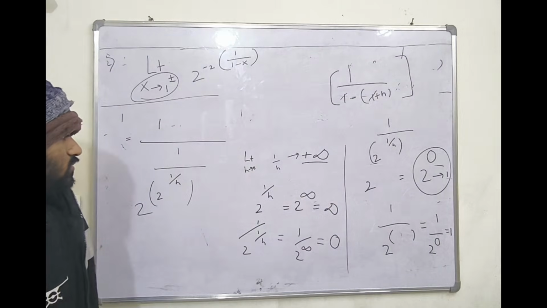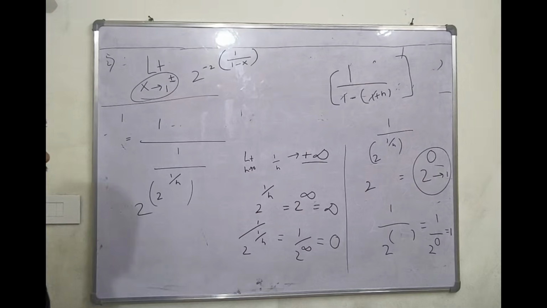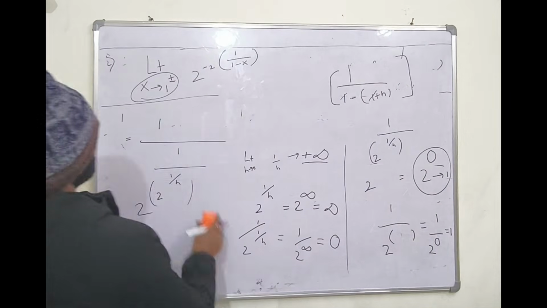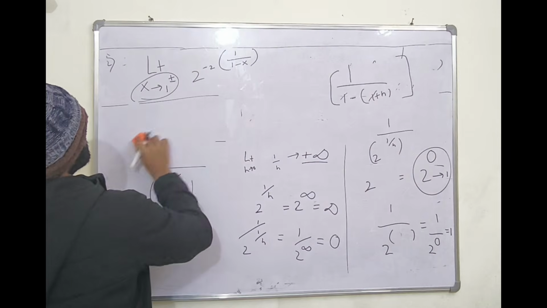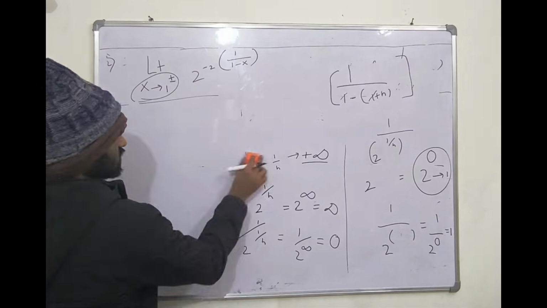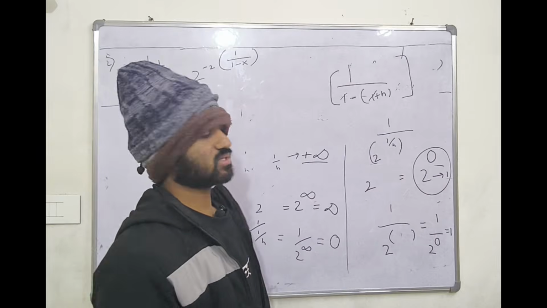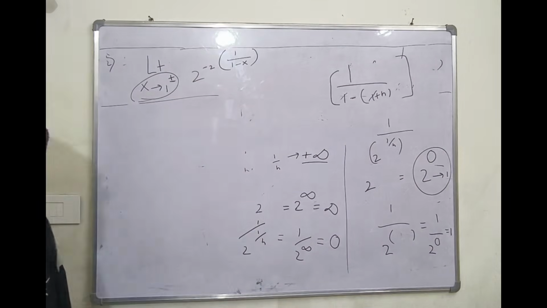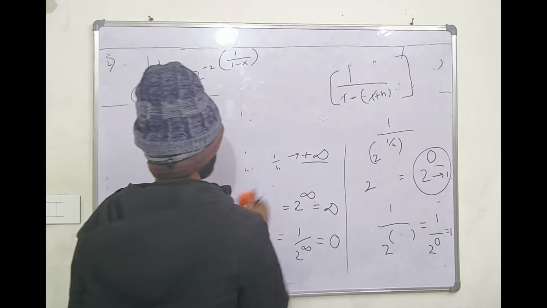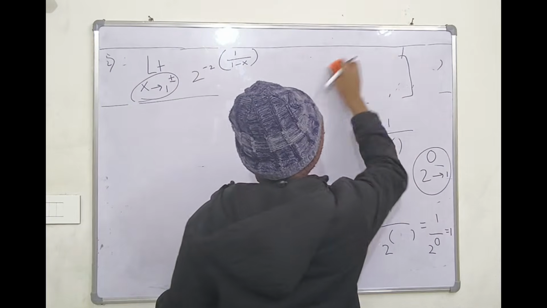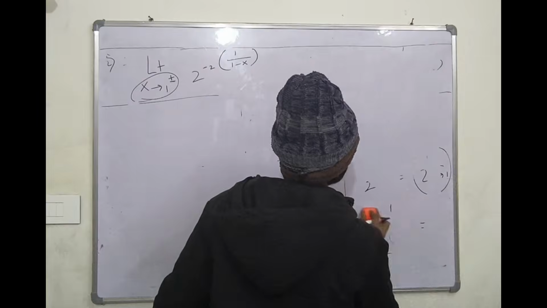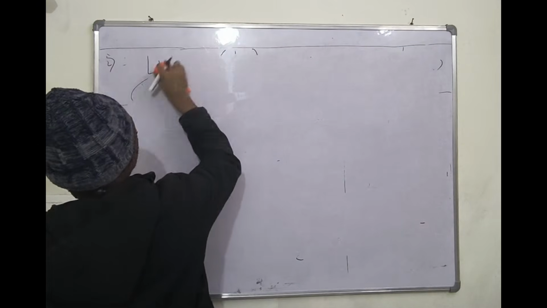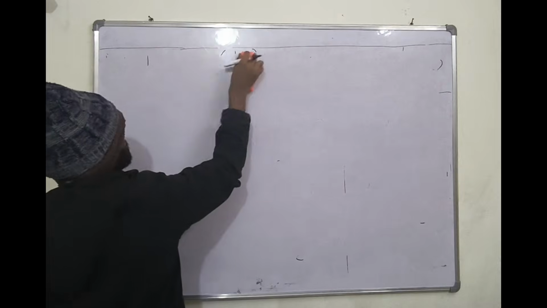So did you understand? Good. So the value is 1. Here we want to find the left hand limit, and we don't know whether this limit exists or not. The left hand limit may not be 1. So let's go to the next question. Hard question.